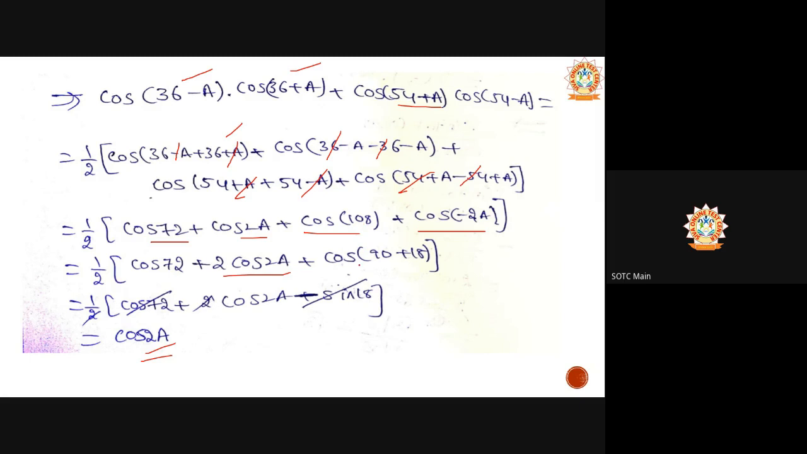Cos 108, I am writing it as 90 plus 18. Second quadrant, odd function, it will come minus sin 18. So here sin 18 is cos 72. Plus cos 72 minus cos 72 will get cancelled. So here 2 and 2 will get cancelled. You have this cos 2A. Clear?